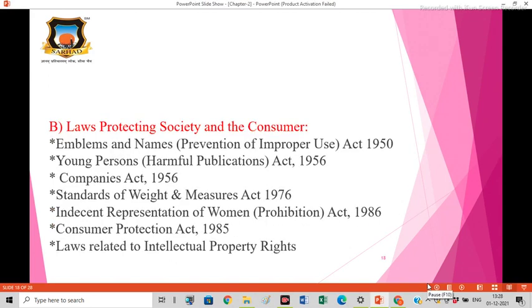Now see the laws which protect society and the consumers: the Emblems and Names (Prevention of Improper Use) Act 1950, the Young Persons Harmful Publications Act 1956, the Companies Act 1956, the Standards of Weights and Measures Act 1976, the Indecent Representation of Women Act 1986, the Consumer Protection Act 1986, and the laws related to intellectual property rights.